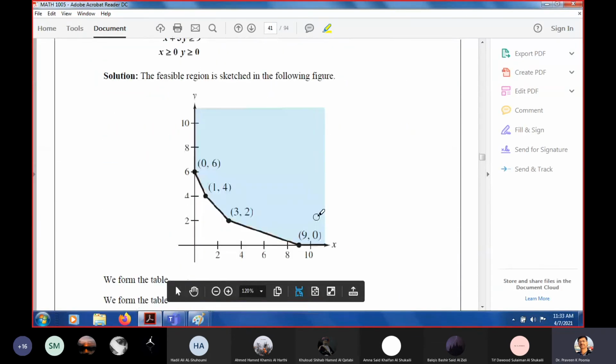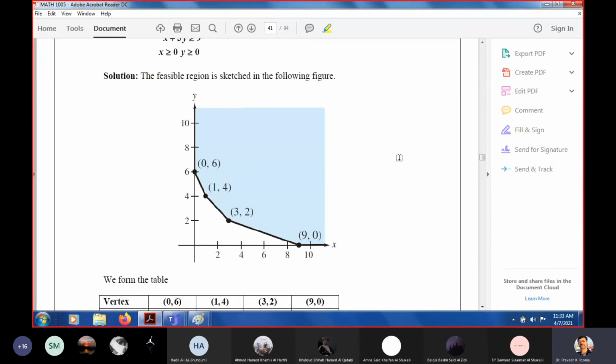One more question I can show you. You can see, this is also unbounded. This blue is the feasible region, but it is open above.